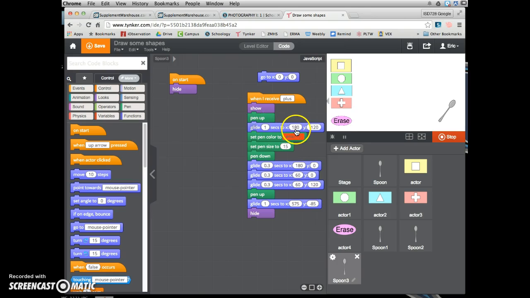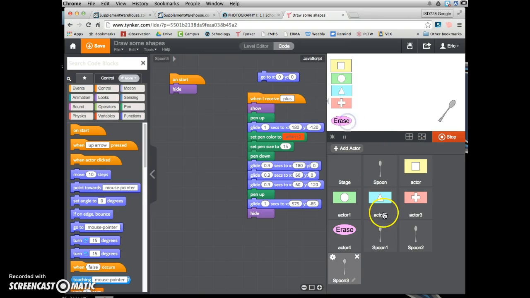So I found these coordinate points for my shape. He puts the pen down: pen color, pen size, pen goes down. He's going to glide to the first corner of his drawing, glide to the next corner, glide to the third corner, pen goes up, he goes back home, and he hides. Watch it once. I push the plus sign. Okay, he's moving, dragging, going home.